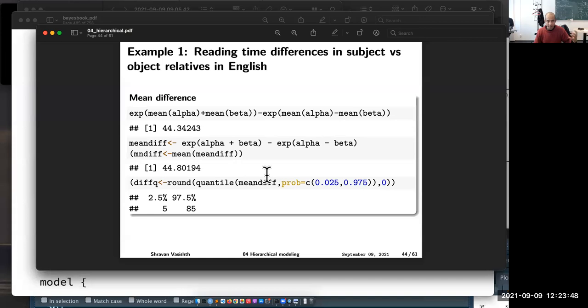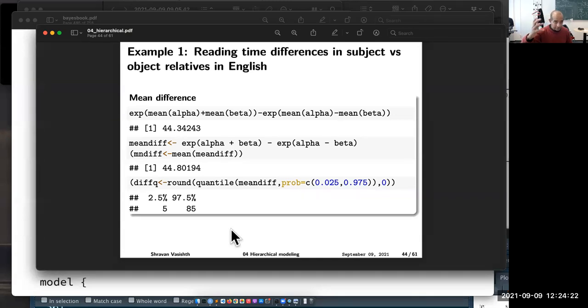Because now I can talk about my problem on the scale that I understand. And when I publish the paper, if I were to publish the paper, I would report this mean with this credible interval. So that would be one way to go. And if I had a computational model that predicts the difference between object and subject relatives, I could compare it with the model prediction. That's what we actually do in our research. Okay, so these are the mean effects. This is what most people are interested in.